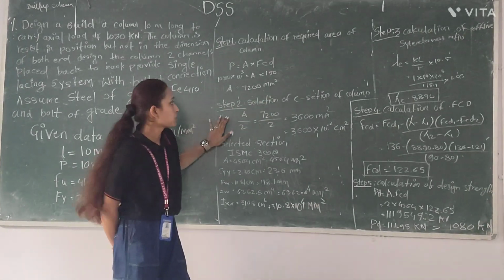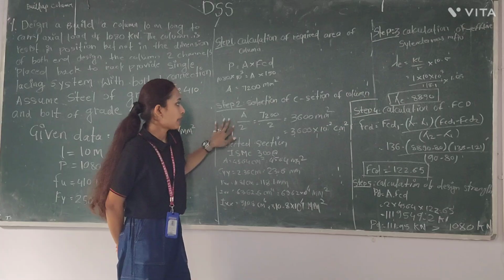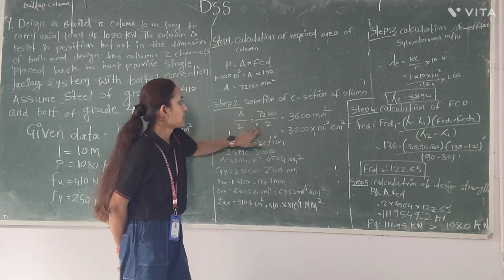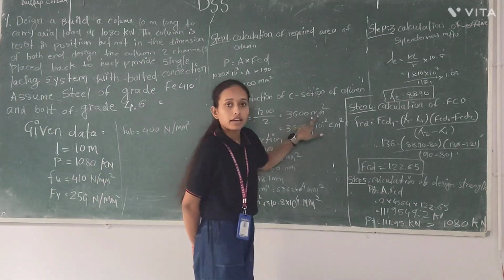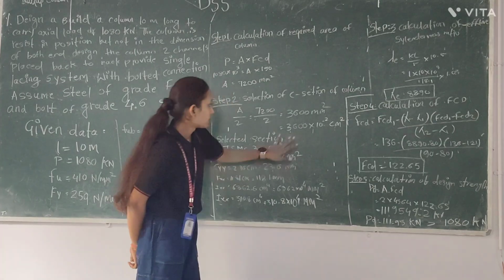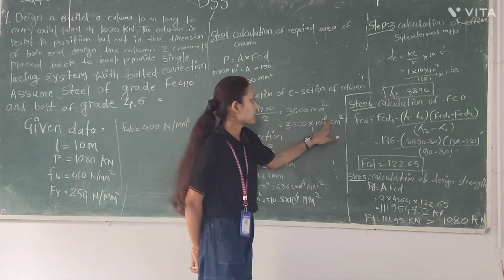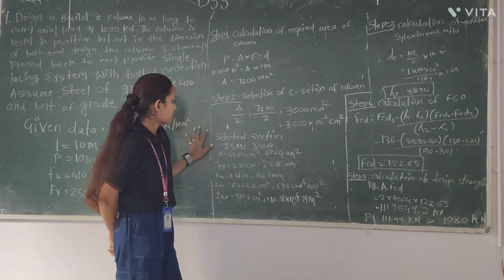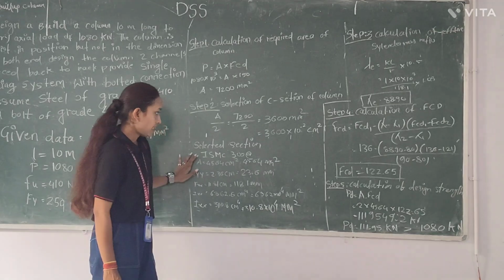Step 2. Selection of C-section of column. Area by 2 is equal to 7200 mm square by 2 is equal to 3600 mm square, which is 3600 into 10 raised to the power minus 2 centimeter square. Step 3. Select the section. We take the value from the steel table.